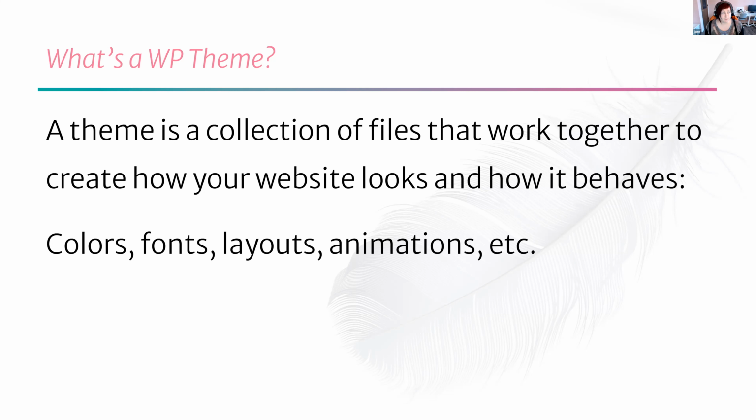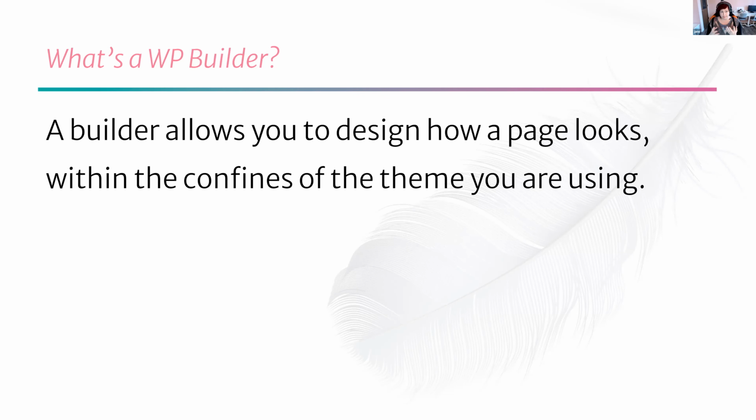A WordPress theme is basically a collection of files that work together to create how your website looks and behaves. Think about colors, fonts, layouts, animations, scrolling effects, things like page transitions. All of that is really controlled by the theme. And themes usually allow you some customization options so you can change those things. A builder allows you to design how a page looks within the confines of that theme. Sometimes the builder can overwrite the theme design, but it really depends on how it was built.